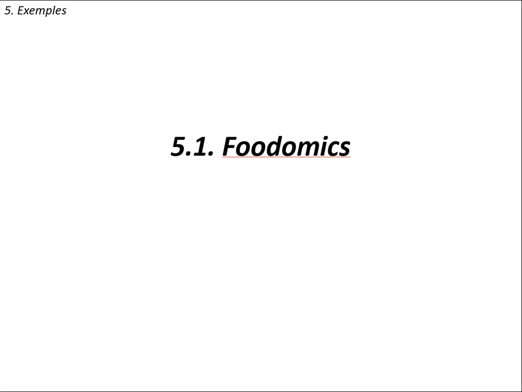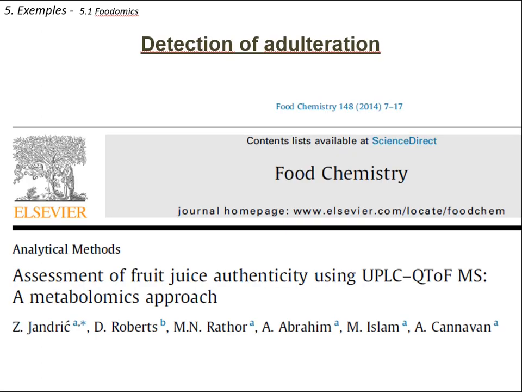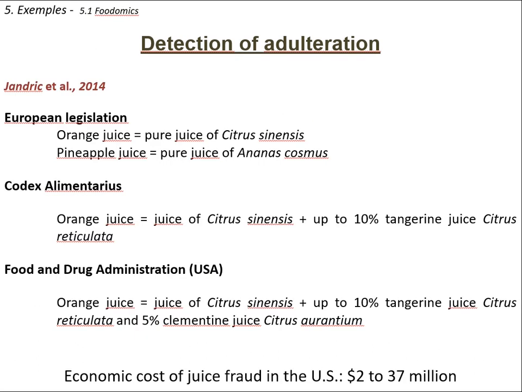So what can we do in this area? Let's start with this paper. It was published in Food Chemistry in 2014, and the title is Assessment of Fruit Juice Authenticity Using UPLC QTOF-MS, a Metabolomics Approach. So it's all about adulteration of juice.